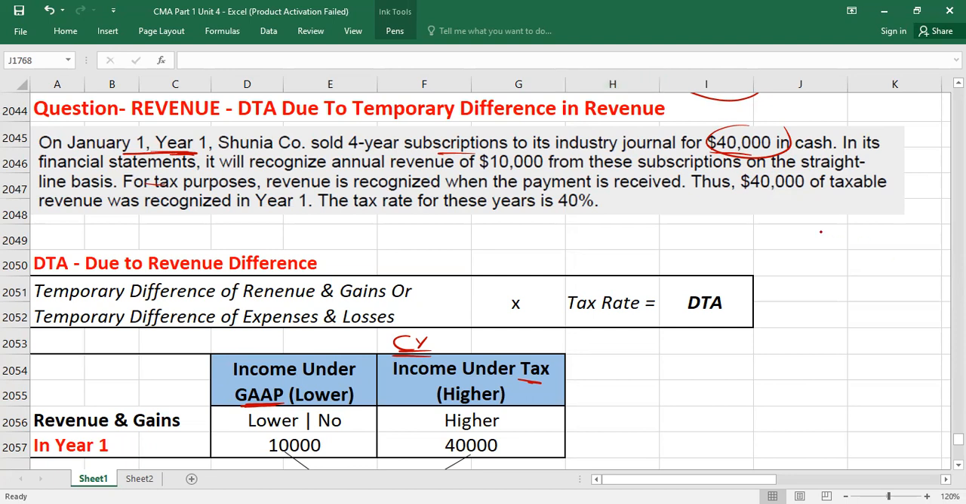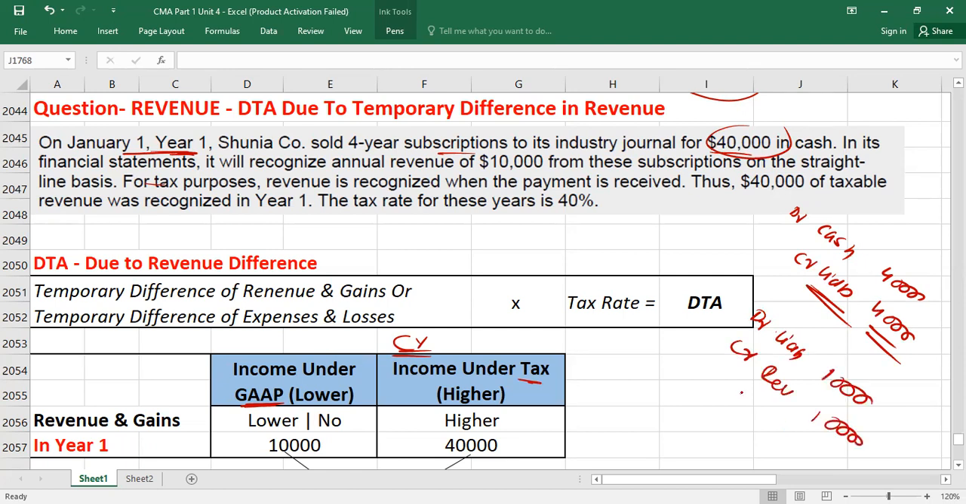proper accounting. What is it? When you receive cash, you will debit cash, credit liability, right? Unearned revenue by 40,000. When you receive the advance, you book the liability, unearned revenue. But at the end of the first year, once the first year expires, you will debit unearned revenue and credit what? Revenue, by how much? 10,000, because it is for 4 years.